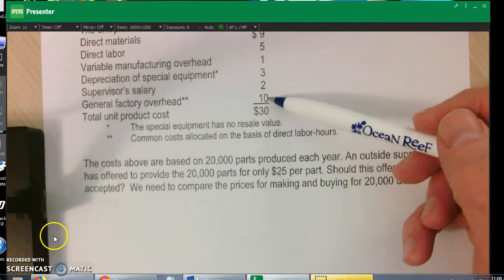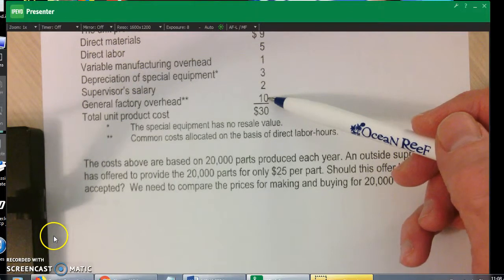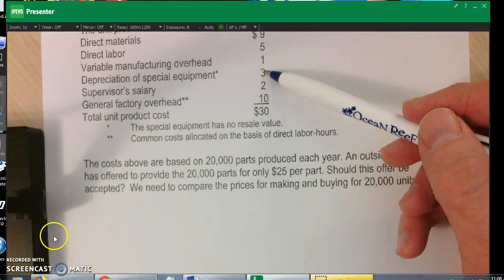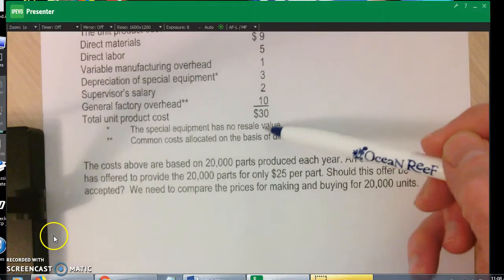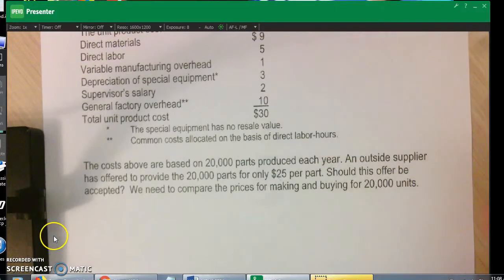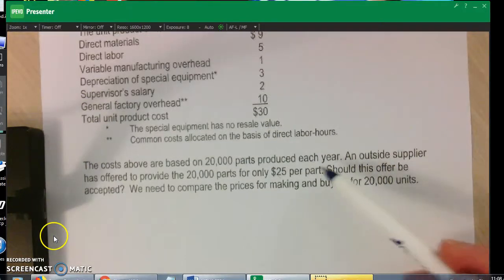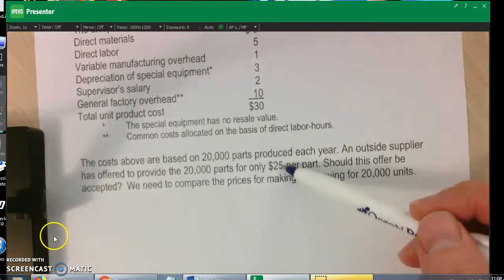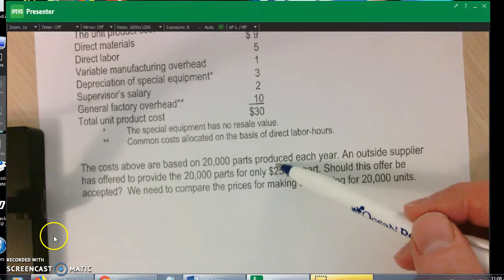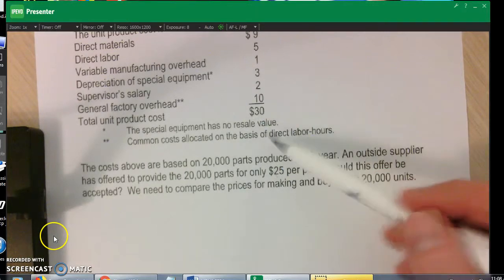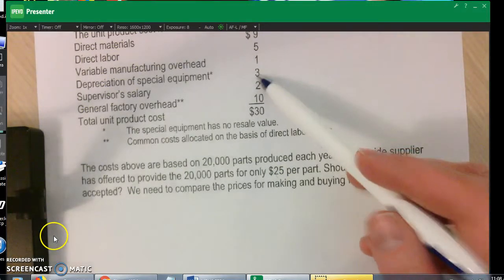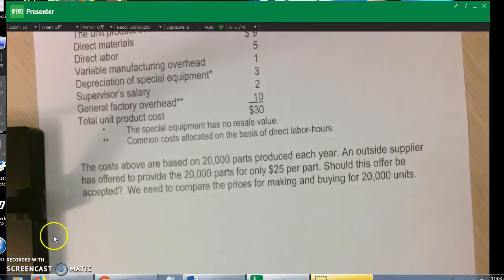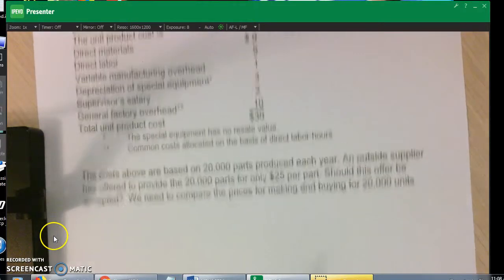The general factory overhead, because that would just be pushed over to another product line. And depreciation of special equipment is a sunk cost, and we're going to just continue to have it because it has no resale value. We don't want to get rid of it. Okay? So now the question becomes, should we make it in-house for $30, or should we buy it from an outside supplier for $25? Remember, some of these costs that are in here, namely this and this one, will continue to go on, even if we still buy it from the outside supplier.